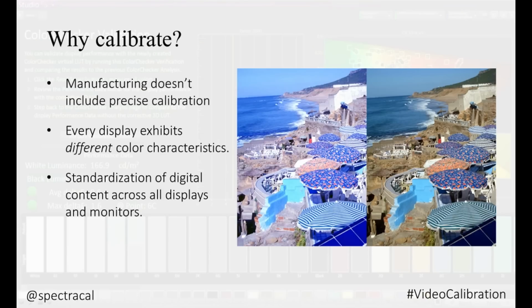Here is an example of what the image looks like on a non-calibrated white LED LCD display. The left image is overly blue, and the right image is more natural and realistic looking.